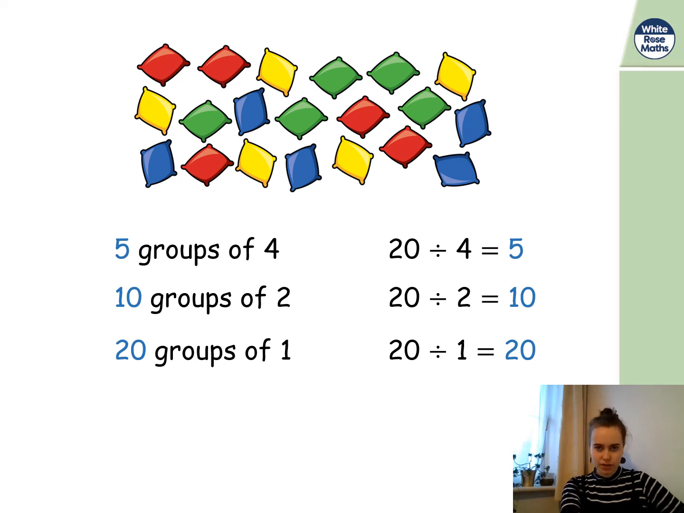So if you're ever dividing a number by 1, it just equals the same number, because dividing by 1 means either putting it into one group or splitting it up into groups of 20 in this case, and both answers will give us 20 because it's the total number.